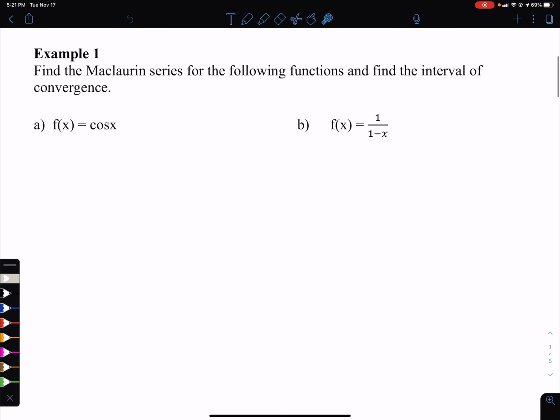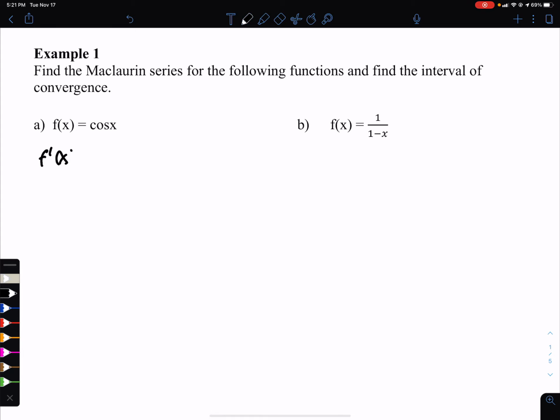So here's our first example. We're going to find the Maclaurin series for two functions, and we're just going to build this the old-fashioned way. We're just going to take the derivatives. The center we know is going to be at 0, and we're just going to build it. So let's do this. All right, so in order to build it, we need derivatives. So let's just start doing this.